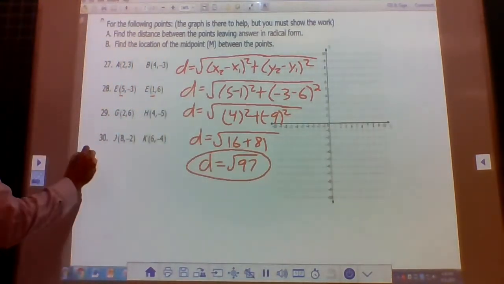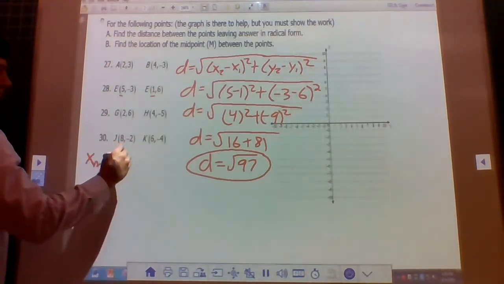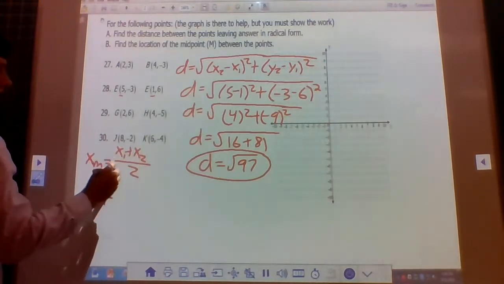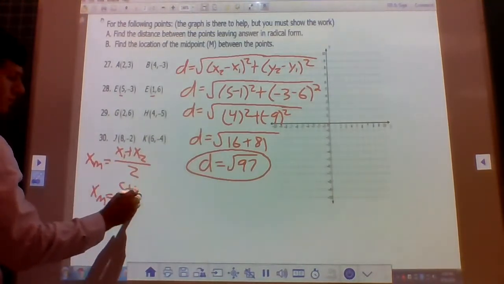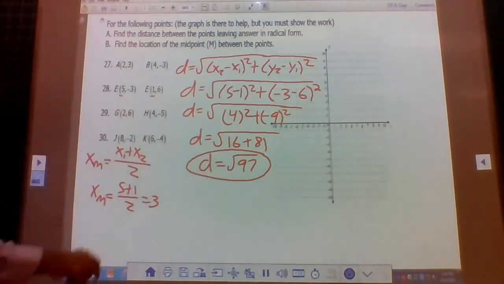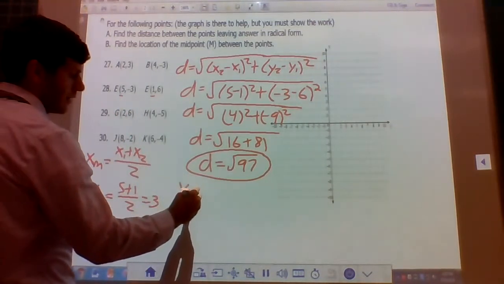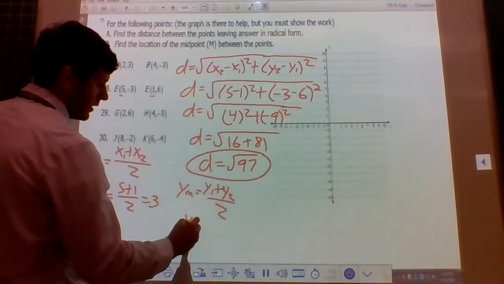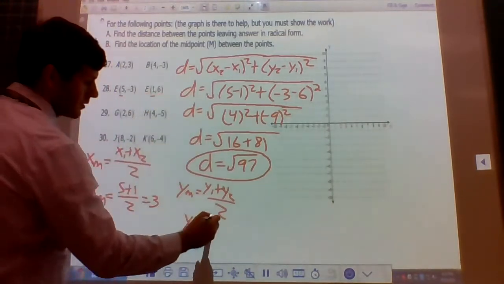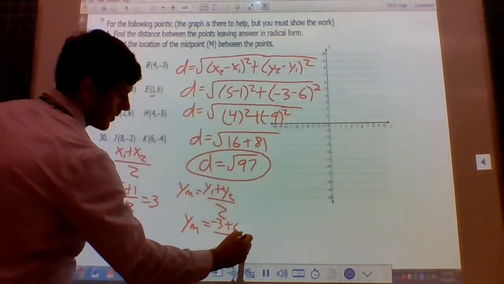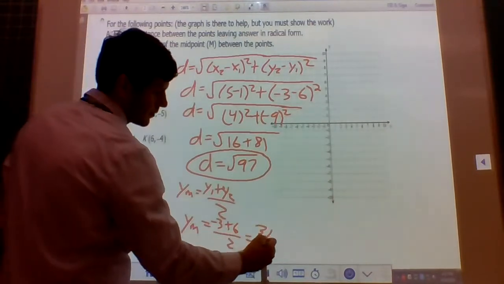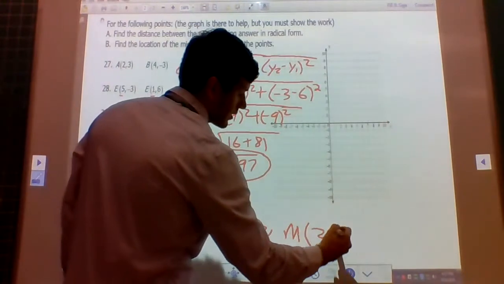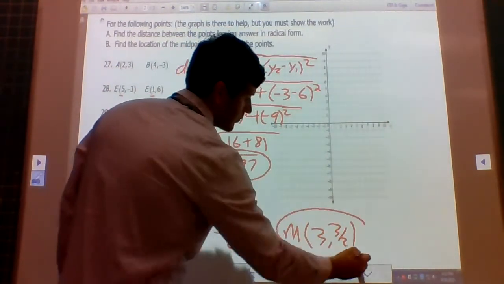Okay, midpoint, so xm equals x1 plus x2 over 2. So xm is going to equal 5 plus 1 divided by 2, which is 3, and that makes sense because 3 is between those 2 points. And then ym equals y1 plus y2 over 2. So ym is going to be negative 3 plus 6 over 2, which is going to be 3 halves. So our midpoint is going to be 3, 3 halves.